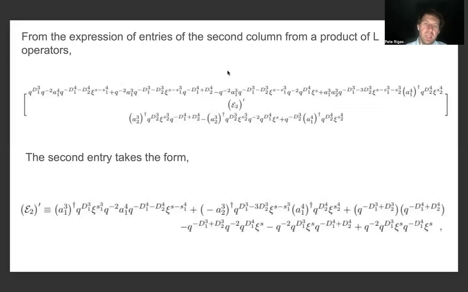And in the preprint, when I provide an overview of the three-dimensional quantum inverse scattering type approach, I provide another type of expression for this E2 prime term, which is given by the second row in this column of a product of L operators that's used to approximate a finite volume limit of the three-dimensional transfer matrix.